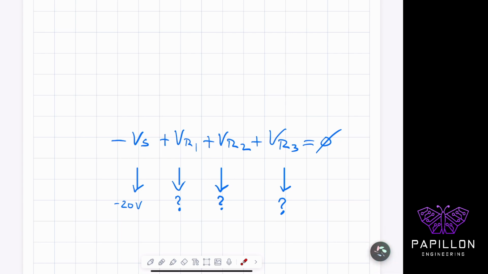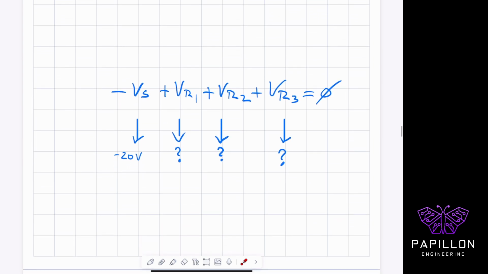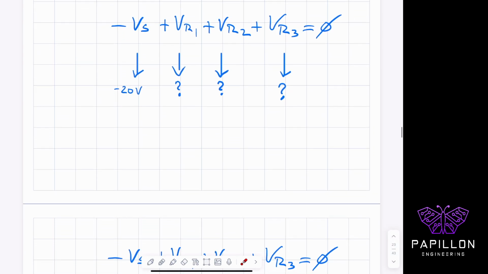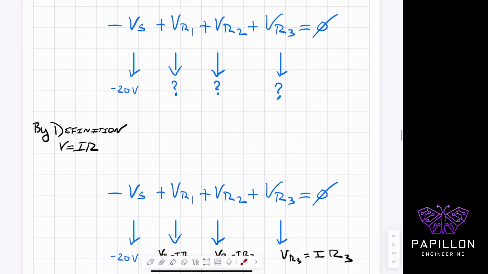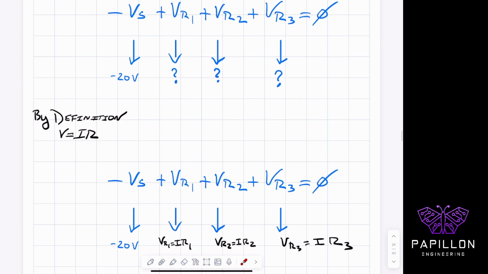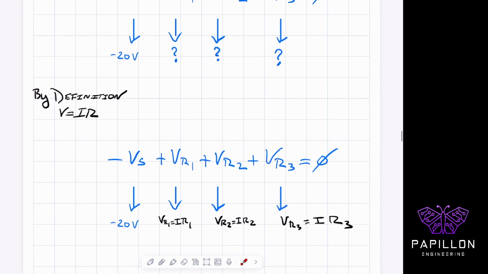Now, let's try to solve this, right? Because one that was obvious to us is this minus 20V, right? Minus 20 volts. Then others we're not quite sure, but let's think about that. What must they be? Well, by definition, they're going to satisfy Ohm's law. So because they're satisfying Ohm's law, it's minus Vs, which you know is minus 20 volts. The second, Vr1, Vr2, all must also be solved for using Ohm's law.